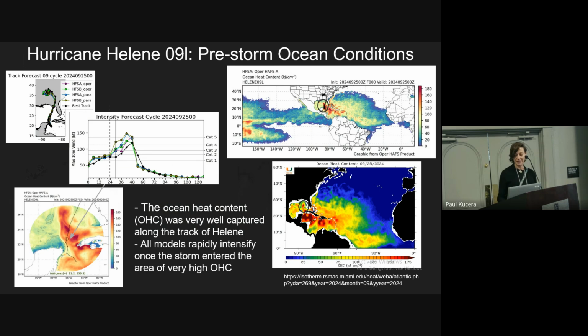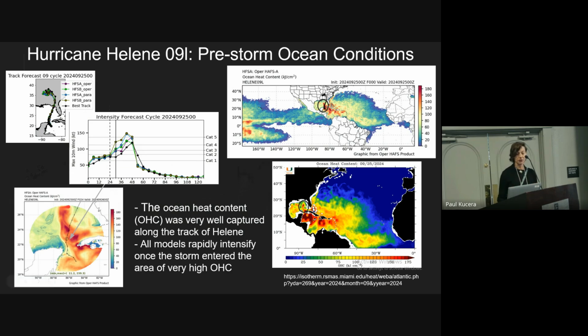We can see that the general pattern of the ocean heat content is very well captured in this area of the Gulf of Mexico and the Caribbean when we compare with the ocean heat content product from the University of Florida at the bottom. During the time of Helene, we see the Loop Current, an area of very high ocean heat content, intruding into the Gulf of Mexico. And you can also see that there is an eddy that is about to detach from the Loop Current.